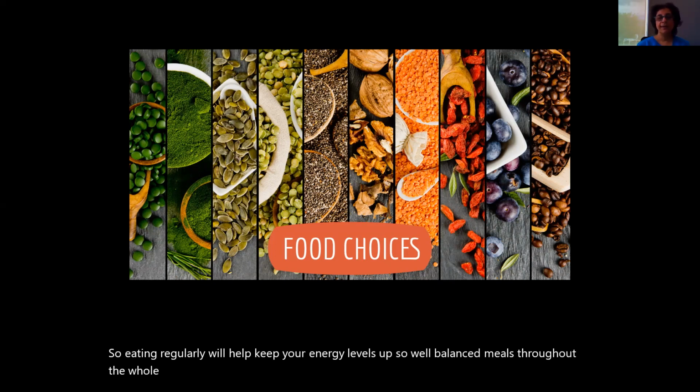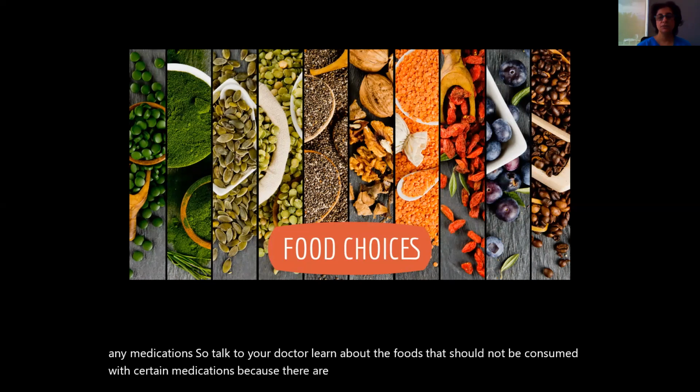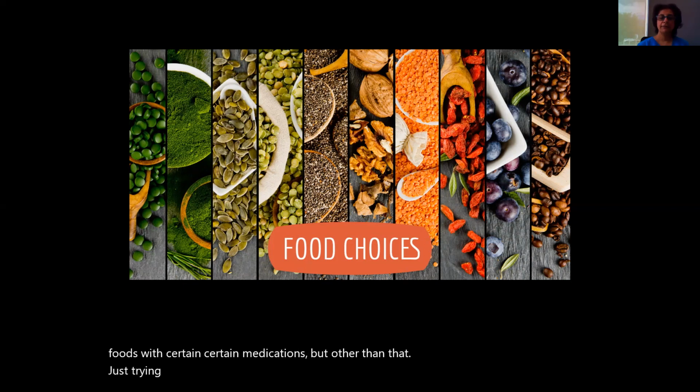And that will also help with how well your medications are working if you are on any medications. So talk to your doctor, learn about the foods that should not be consumed with certain medications, because there are some contraindications when you have certain foods with certain medications. But other than that, just trying to increase your water, having greater antioxidants, and reducing the bad stuff. Okay?